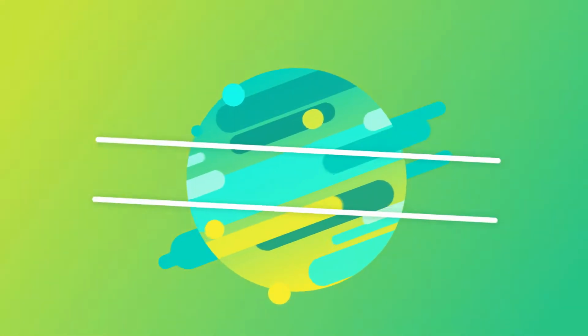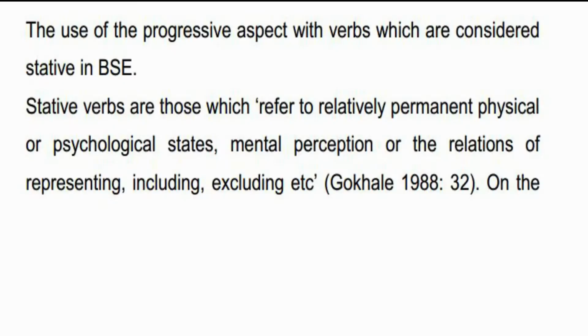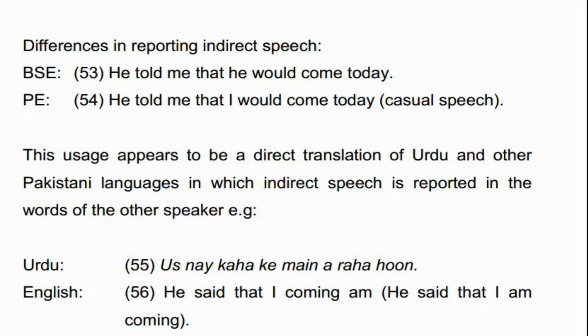Now let's discuss variety C in terms of morphological and syntactic deviations or features. The first feature is the use of progressive aspect as we discussed with verbs which are considered stative in British Standard English. In this variety, an additional feature is the difference in the reporting indirect speech. In Standard English, he told me that he would come today. In Pakistani English, this variety, he told me that I would come today. So it is a deviated form.